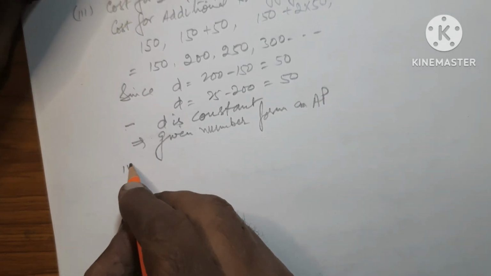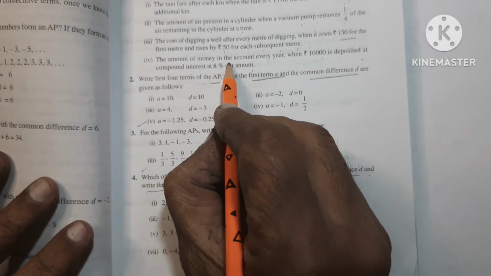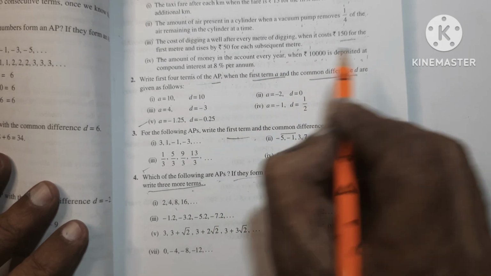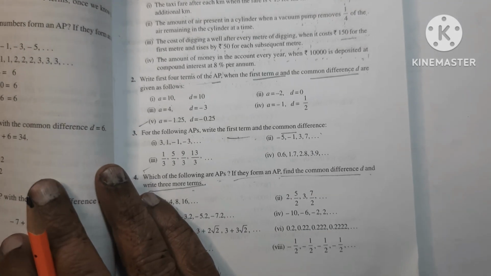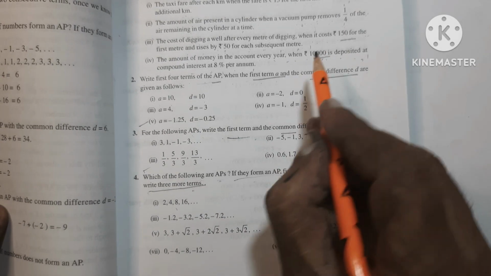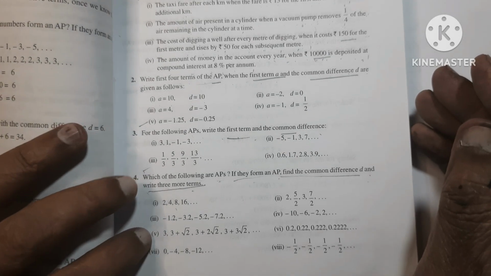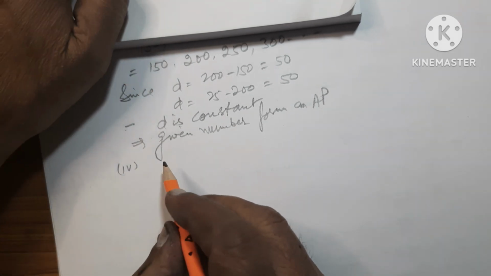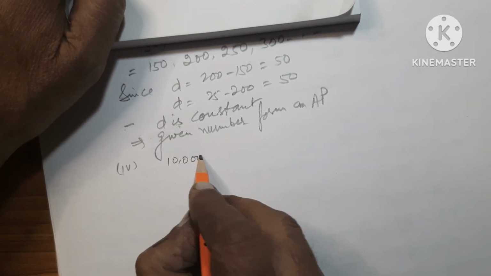Fourth part is the amount of money in the account every year, when rupees 10,000 is deposited at compound interest at 8% per annum. We know the formula of finding compound interest. We can find out, after the starting amount 10,000, after 1 year, we will use the formula. We know how to find the amount. So let us start. So first term will be 10,000.